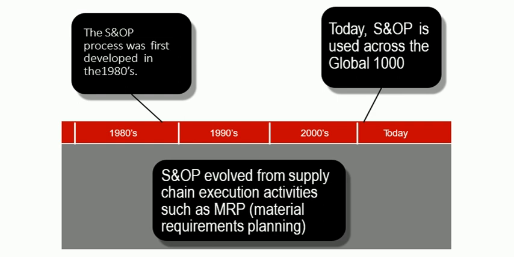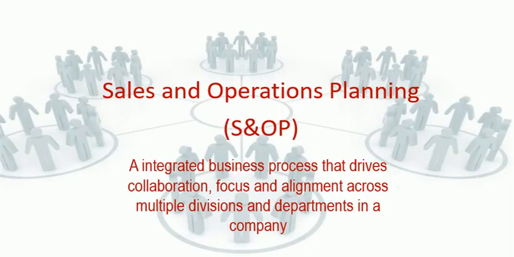So sales and operation planning is a very successful tool used in many different organizations, and starting from the definition, it is an integrated business process that combines the collaboration, focus, and organizing of the multiple divisions or departments of a company. If you have known about SAP, SAP is basically providing the same methodology. It combines your different departments and also different processes.